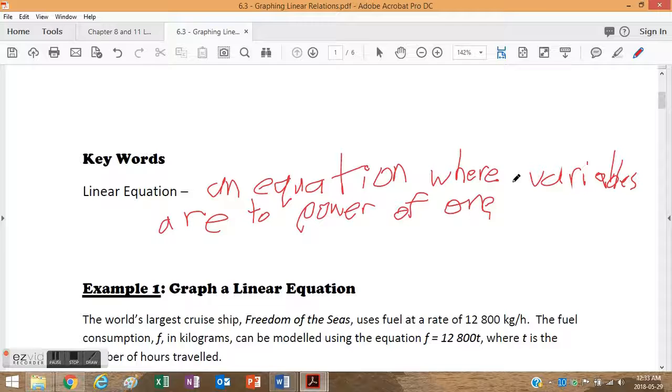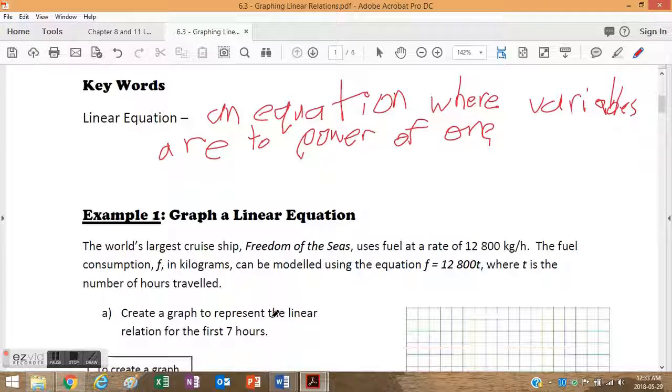Alright, so let's take a look here. World's largest cruise ship, at least when your textbook was written, called Freedom of the Seas, uses fuel at a rate of 12,800 kilograms per hour. So the fuel consumption in kilograms can be modeled using this equation. F is equal to 12,800 T, where T is the number of hours traveled.